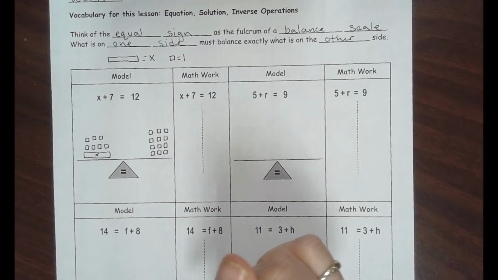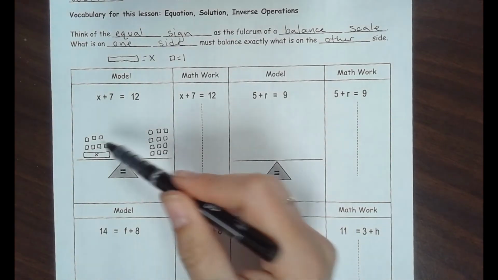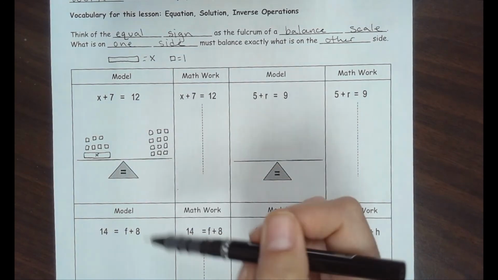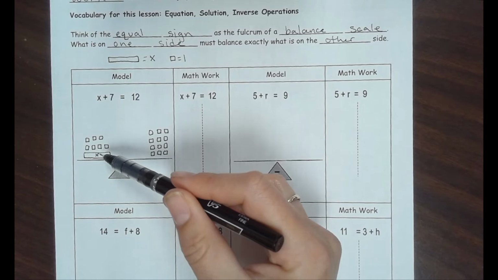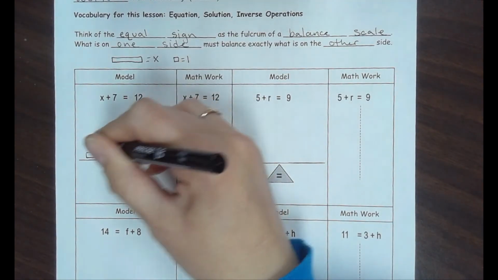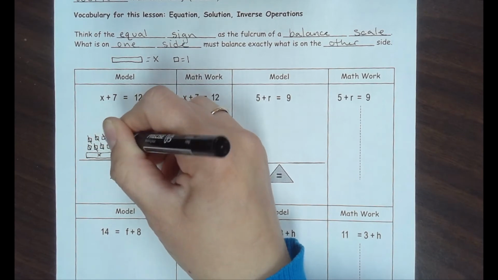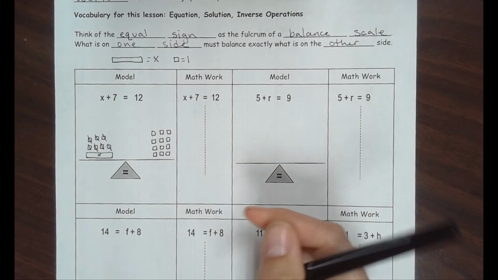What we are trying to do, though, is figure out what the x is worth. We know that x and 7 is equal to 12, but we want just x. So if I want to get x by itself, what am I going to do here? I'm going to take off 1, 2, 3, 4, 5, 6, 7 of these little ones. So what I am doing is I'm minusing 7.